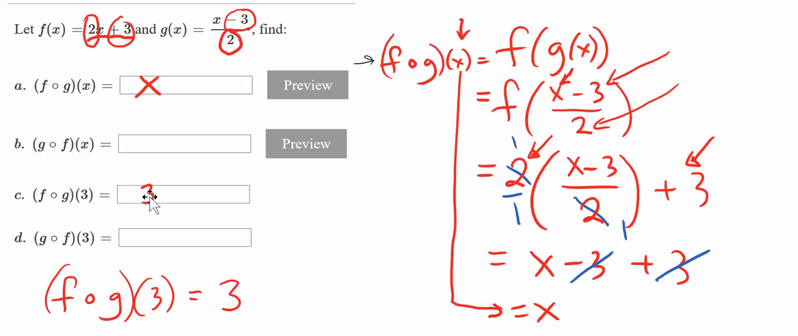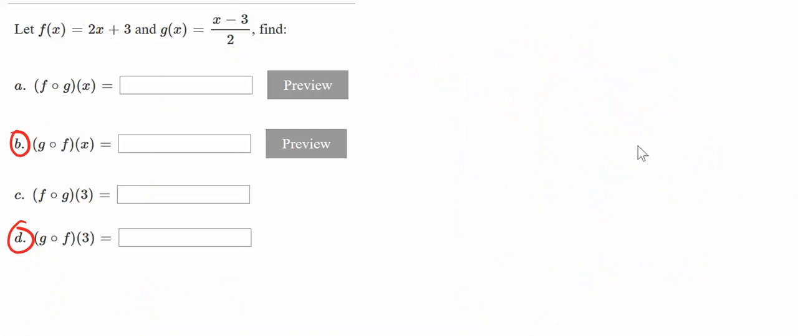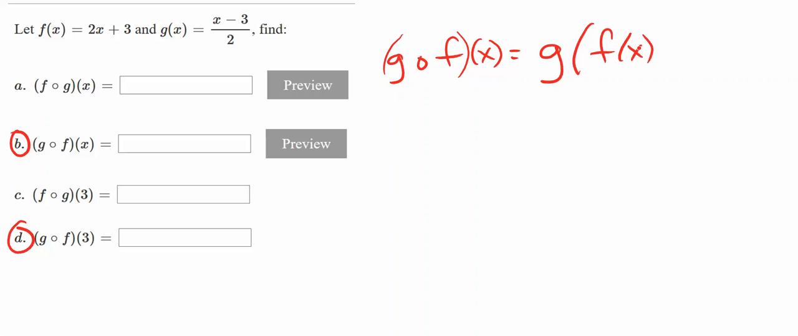All right, let me erase this stuff so I can do parts B and D. Sorry, we'll do g of f of x. All right, it's parts B and D now. So this one goes the exact opposite. It's g of f of x. So it's the f function now going into the g function. And let's see if it does the same thing here.